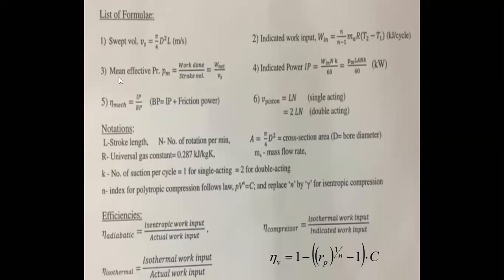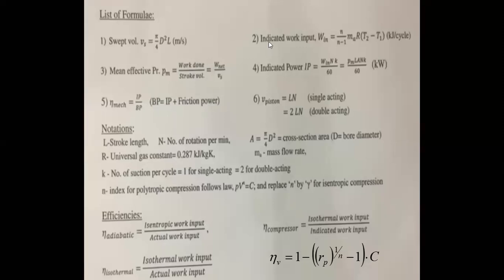The next thing we should know is the mean effective pressure, and its formula is work done to the stroke volume. The next formula is mechanical efficiency. It is the indicated power to the brake power. We all know that the mechanical efficiency of a reciprocating compressor is the reverse of the mechanical efficiency of an IC engine. Brake power can be found out as indicated power plus friction power.